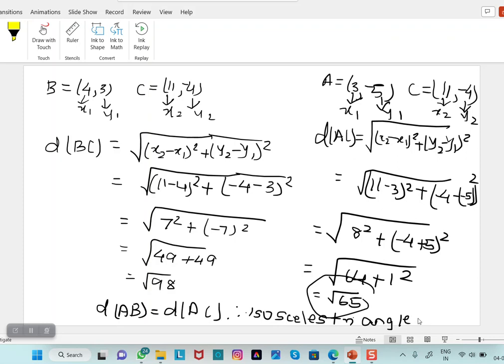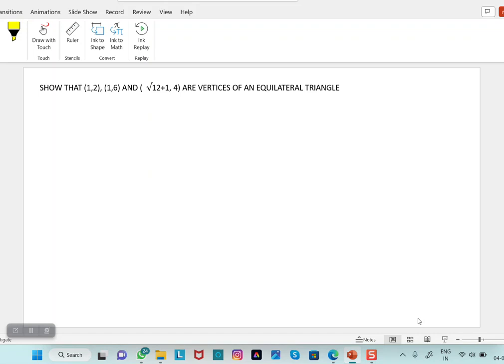Now with this the problem is solved. We now move to the next problem. The next problem says: show that these are vertices of an equilateral triangle. Using the same idea, we find distance AB, distance BC, and distance AC, and we will show that all these three distances are equal.